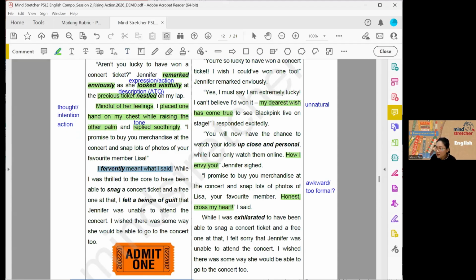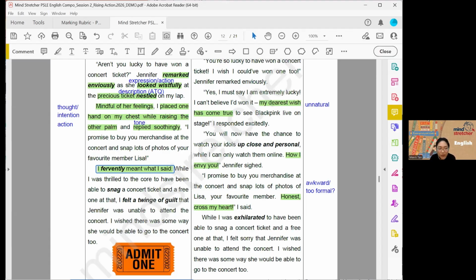Short sentence, varying sentence length. Because sometimes when you say something, what's ATQ? Answer the question. Sometimes when you make a promise, it's actually just to make the person feel better, right? You may not have the intention to see through it. Okay. So I fervently meant what I said. I promise you, it's real, reader, the person who is reading my composition, I meant it.